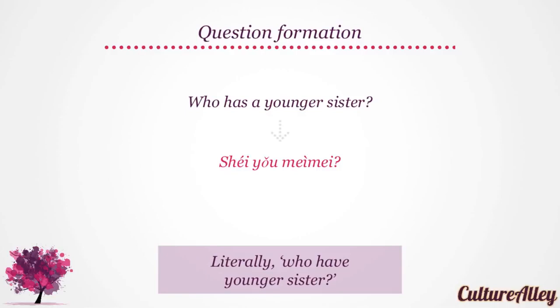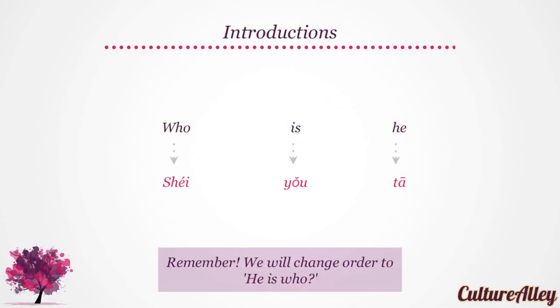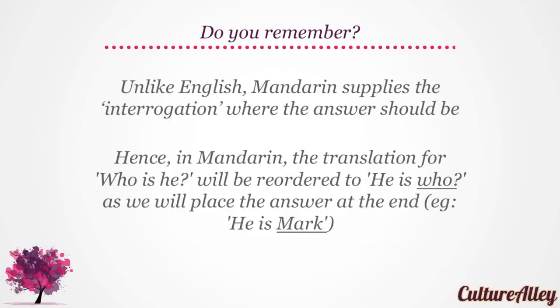That literally means who have younger sister. An answer to the above question can be Li has a younger sister, which becomes 里有妹妹 in Mandarin, literally meaning Li have younger sister. Similarly, who is he translates to 他是谁, literally meaning he is who. So remember that, unlike English, Mandarin supplies the interrogative where the answer should be.